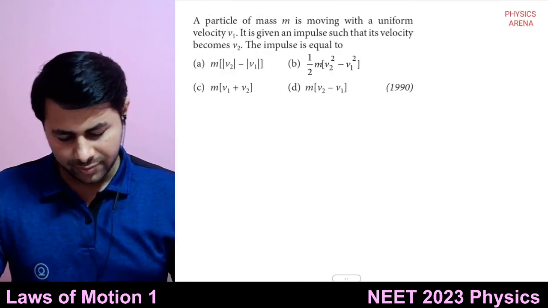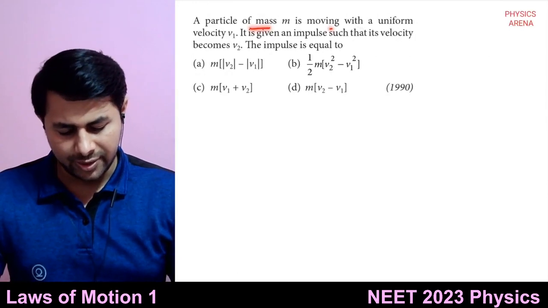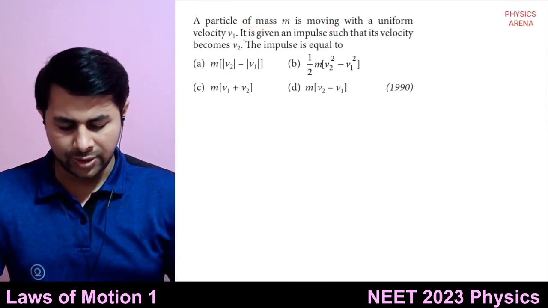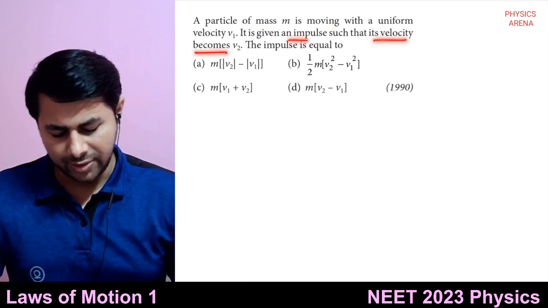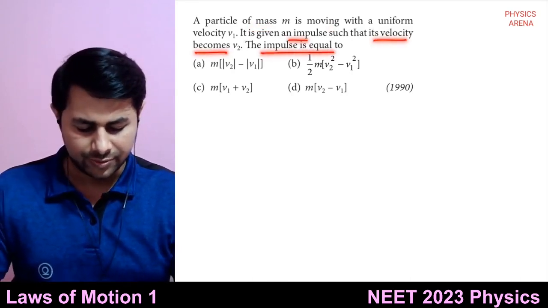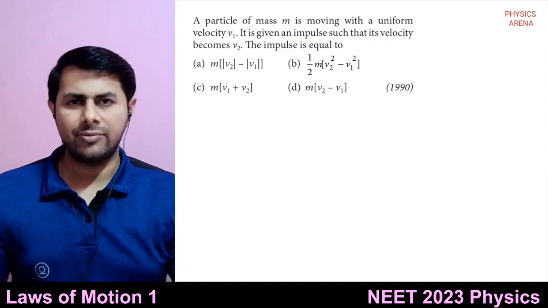A particle of mass m is moving with a uniform velocity v1. It is given an impulse such that its velocity becomes v2. The impulse is equal to. Impulse is force multiplied by time.